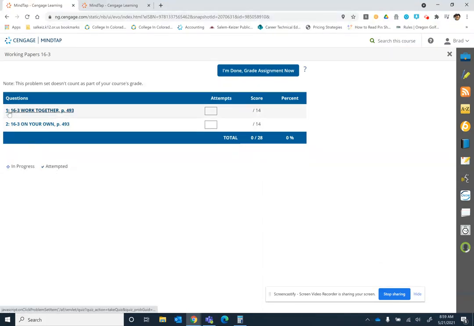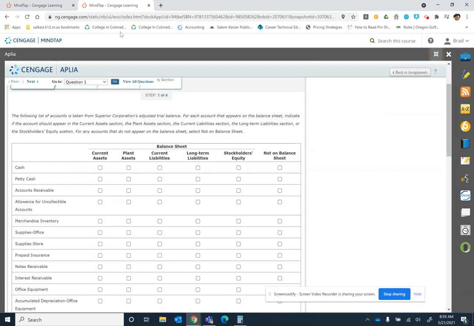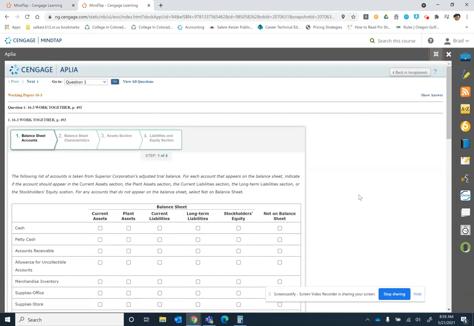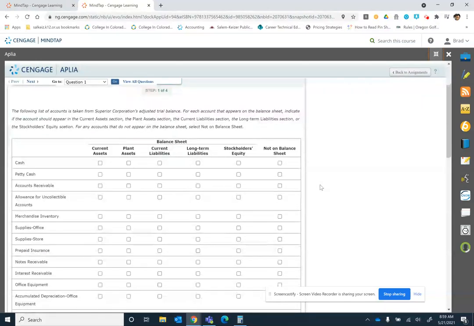I'm going to be working on 16.3 work together. In 16.3 work together, we have 4 different steps. The first one is to organize our thoughts. The following list of accounts is taken from Superior Corporation's adjusted trial balance. We need to identify which of these columns these accounts fall into. Let's start working left to right.